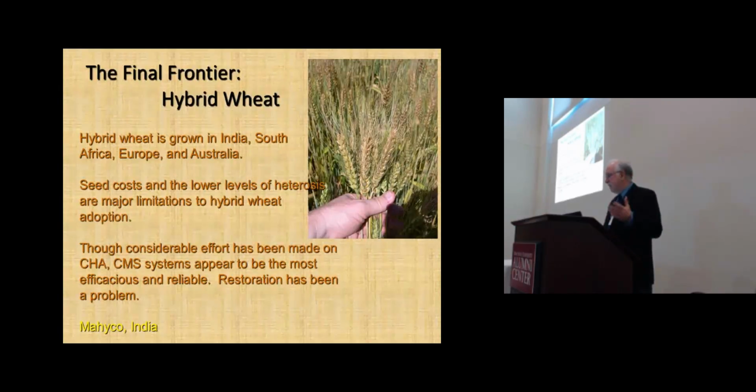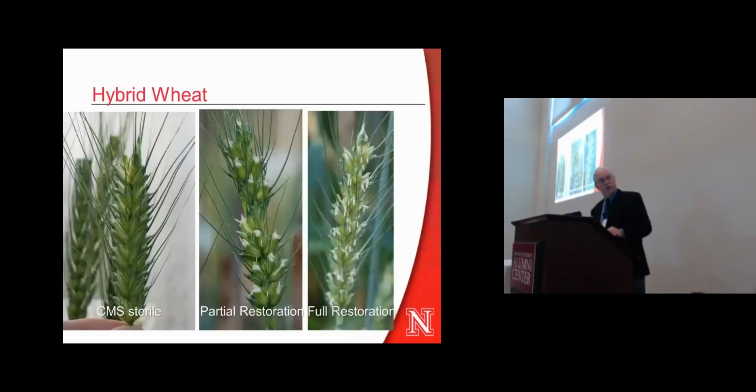Seed costs are a major impediment. There's a lot more work and a lot better chemistry on chemical hybridizing agents, and then the CMS. I want to use this because, again, the cytoplasmic variation is often overlooked. We think of nuclear variation, but we forget about cytoplasmic variation, and I think that's an area where we should really look a little harder.